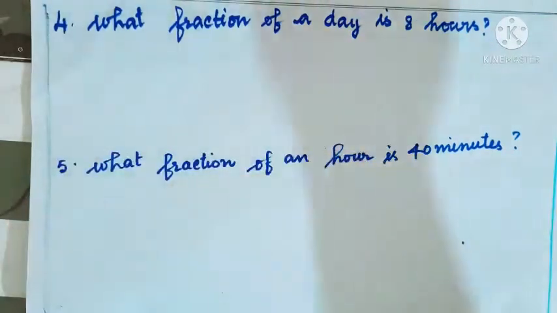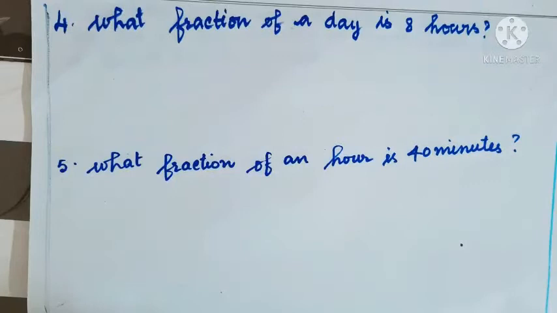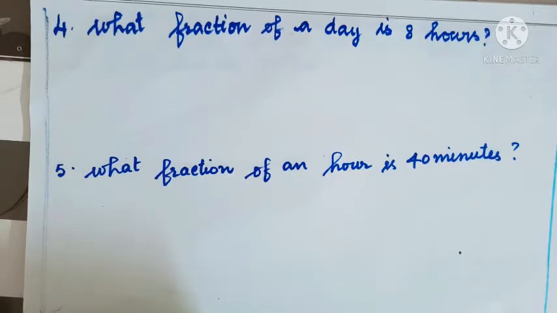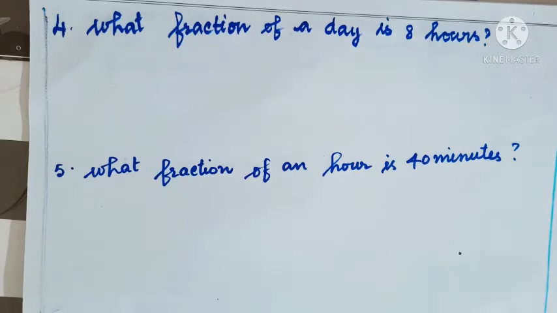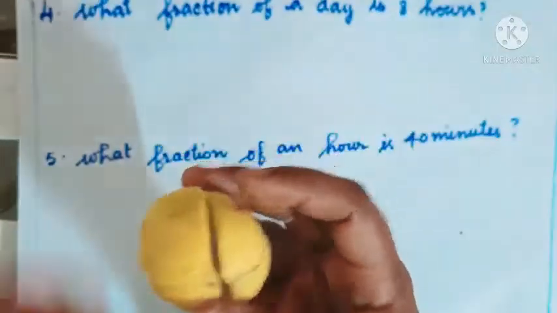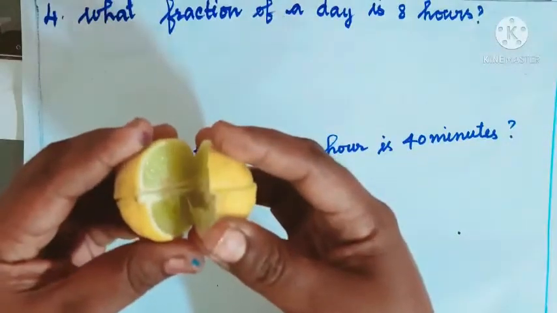Okay, fine. So what is a fraction? A fraction is a number representing part of a whole. The whole may be a single object or a group of objects. So it may be a single object like this. It is a single object. Now I had made it into a fraction, isn't it?